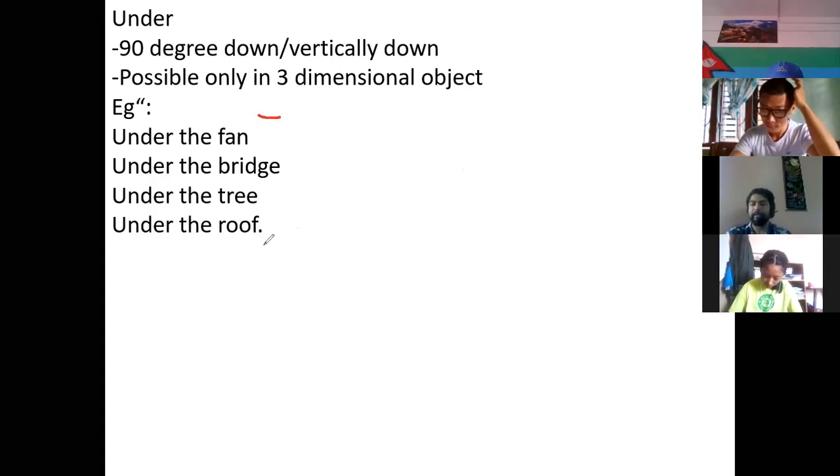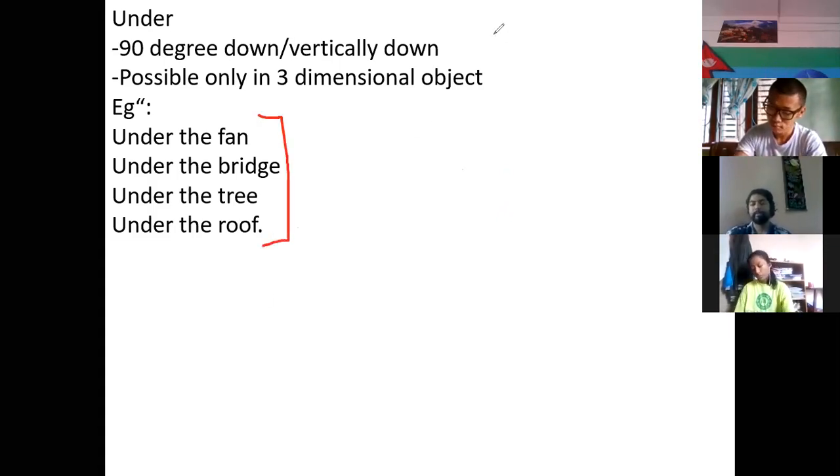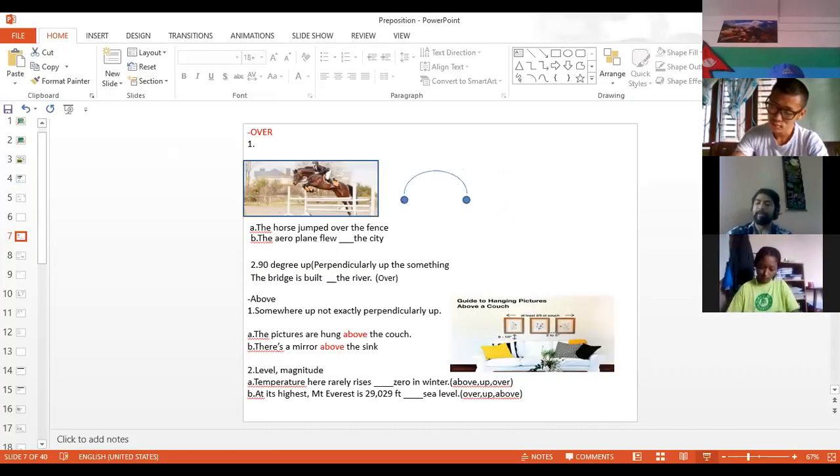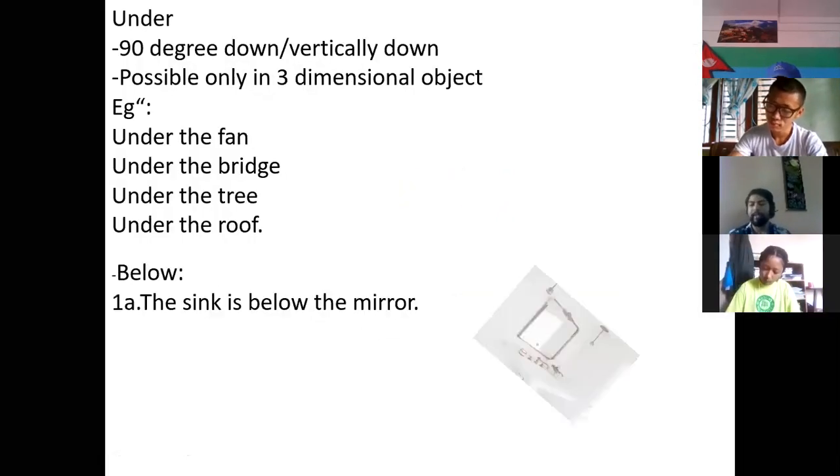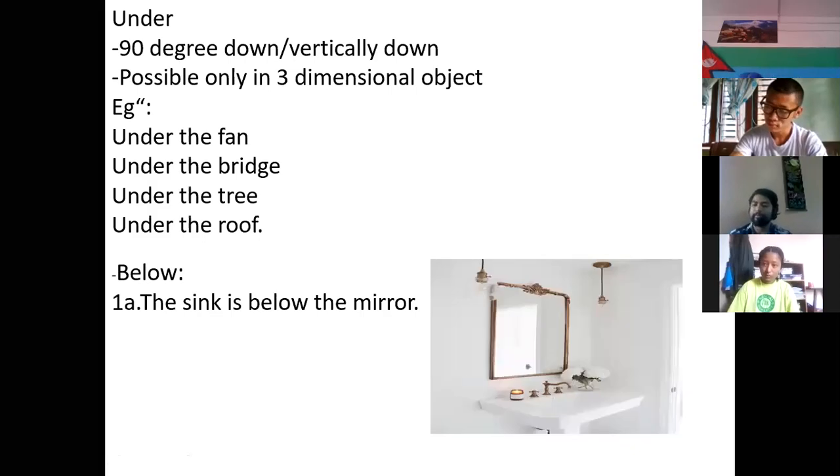Because 90 degree, when the term is three-dimensional, see, the sink is below the mirror. Fan will follow the vertical, has a fan as a vertical. But because no parallel, not parallel to vertical.